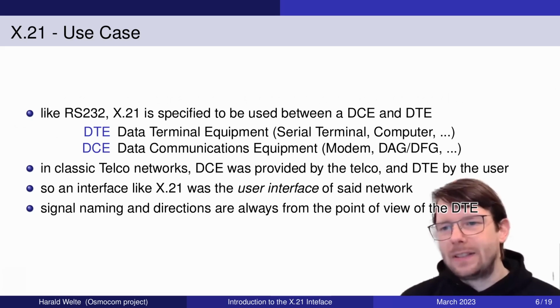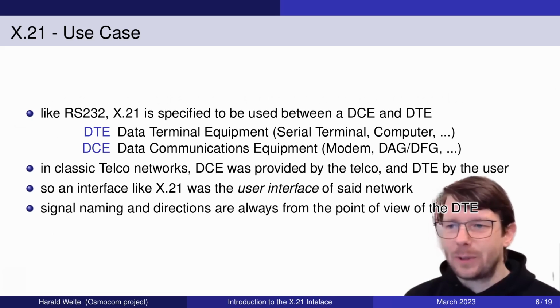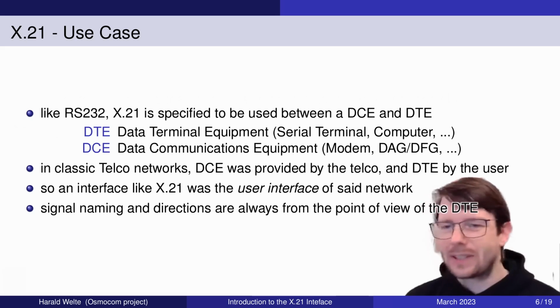The signal naming and directions in all of these serial interfaces are always from the point of view of the data terminal equipment, meaning that if something is called transmit, then it means the data terminal equipment transmits, which means logically the data communications equipment is receiving it, and vice versa.